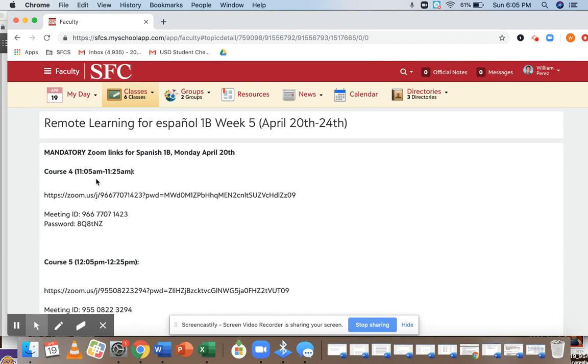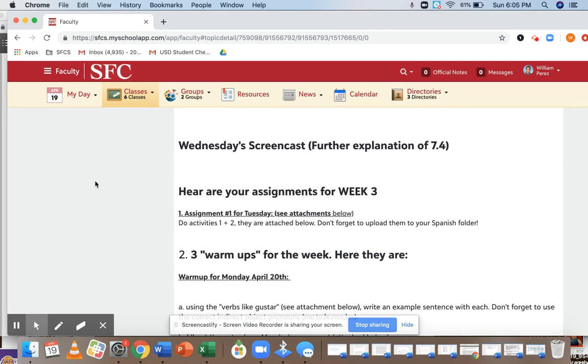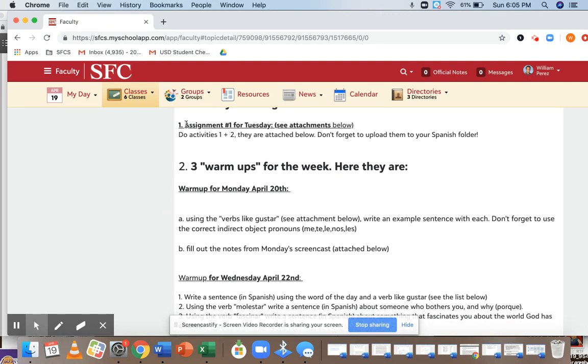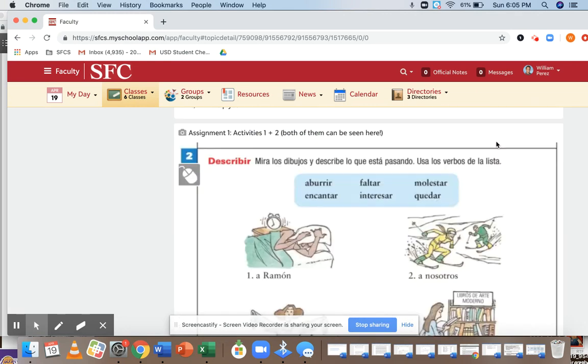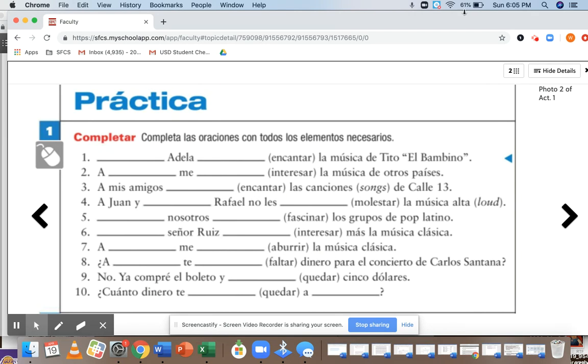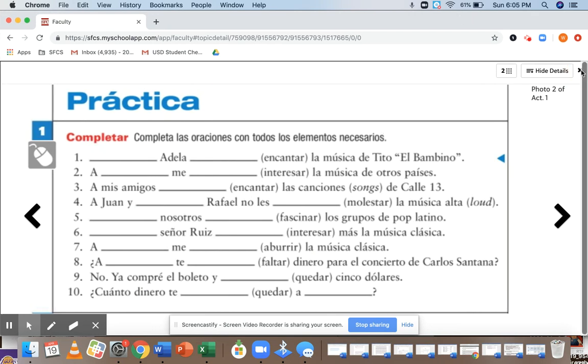Okay, so here you can find the Zoom links, obviously, for today and then for Wednesday as well. Monday screencast 7-4, verbs like gustar, then the notes I attached below. Wednesday's screencast will just be a further explanation. Here are your assignments. So assignment number 1 is 2 screenshots. They're right here. You click on them, go through them, complete them. If you have questions, please ask me tomorrow or once you start it.